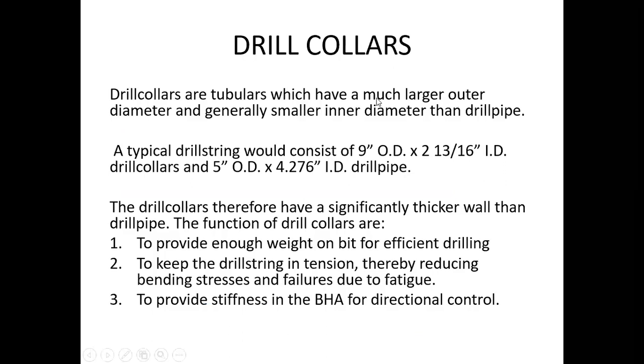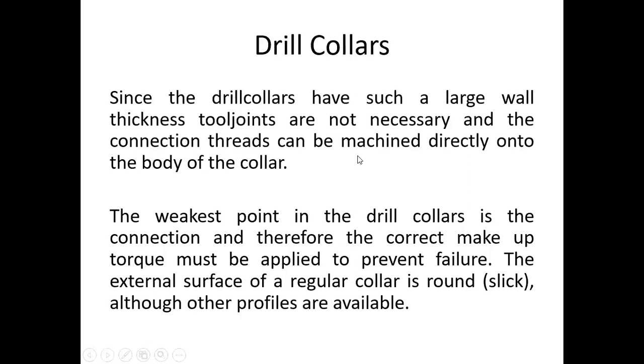Now the drill collars have much larger diameter. The purpose of this one is not to provide the length. Length can always be provided by drill pipe, which is cheaper to use. But this one is used to provide the weight on the bit. So its weight is much higher than the drill pipes. They have much thicker wall thickness, and they provide enough weight on bit for efficient drilling. They keep the drill string in tension and reduce the buckling or bending or failure due to fatigue and stiffness provided. They have much larger wall thickness, and their tool joints can be threaded directly into the body.